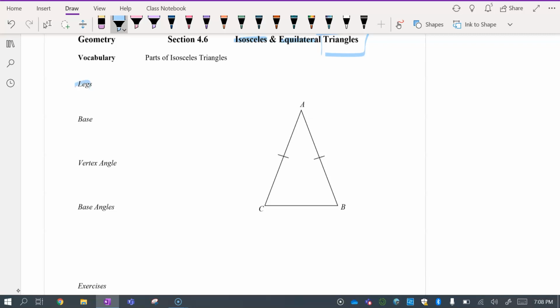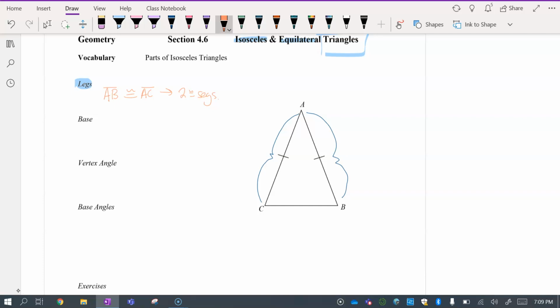So the legs, and I know a lot of you had a question about this on the quiz. The legs are the two segments that are congruent. Okay, so they're the two segments. So we have here, these are the two legs. So we have segment AB is congruent to segment AC, right? And so those are the two congruent segments of an isosceles triangle, the two legs.